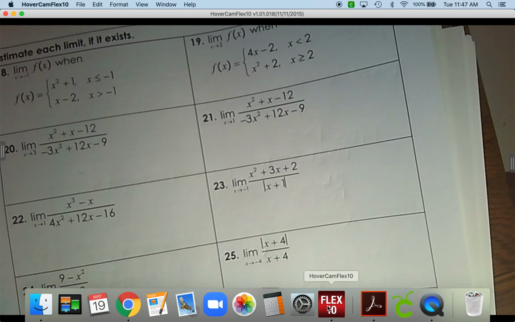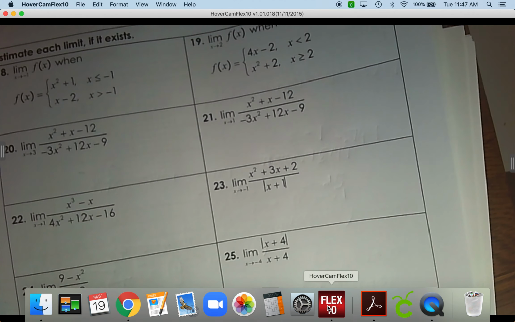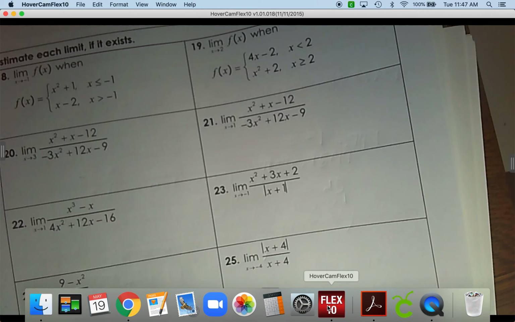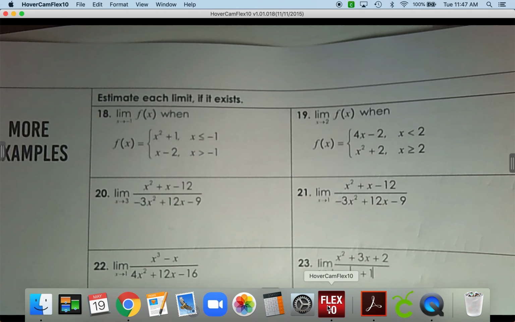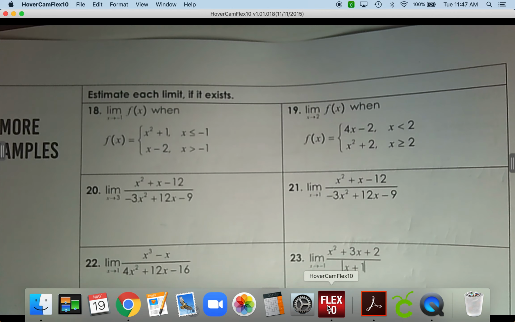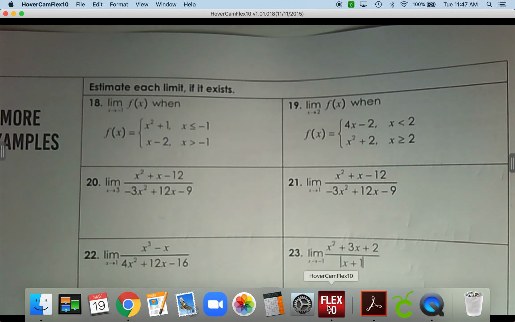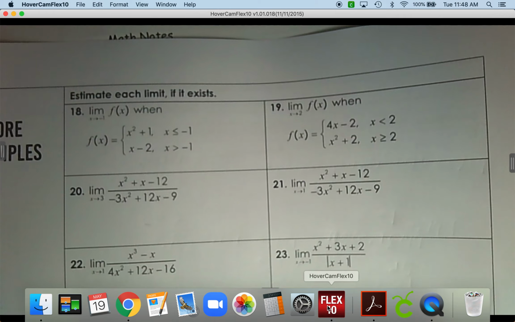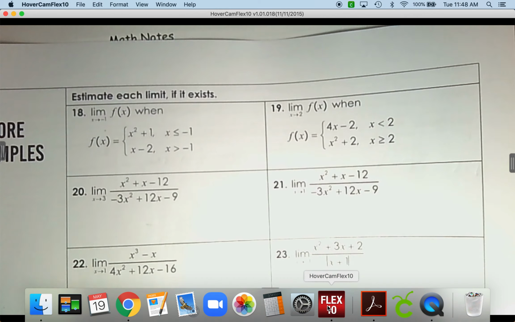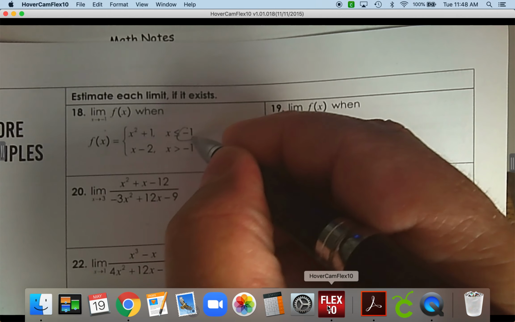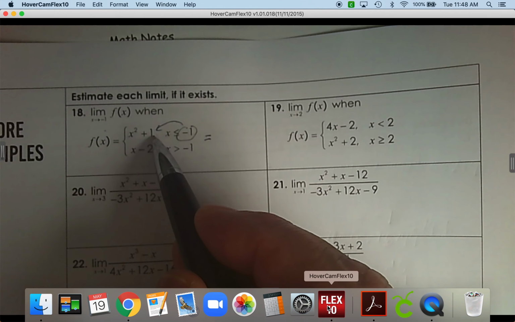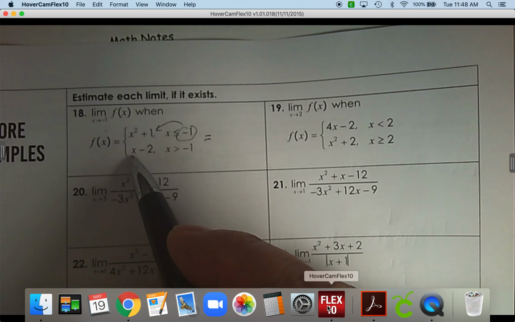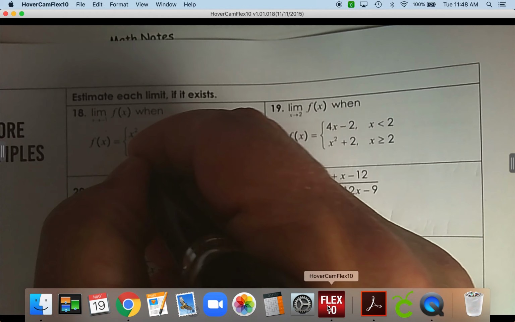All right, turn to the next page. Can you estimate each limit and see if it exists or not? When we estimate a limit, the first thing we're looking for is whether substitution gives us an answer or not. So I'm going to substitute in. The limit as x approaches -1. What happens when I plug -1 into the top? -1 squared plus 1 is 0. When I substitute into the bottom, -1 subtract 2, this answer is -3.